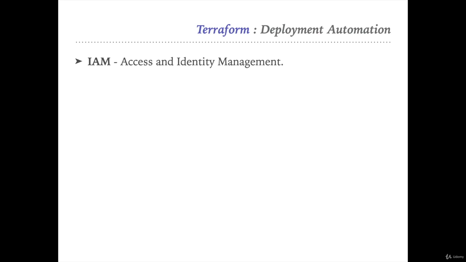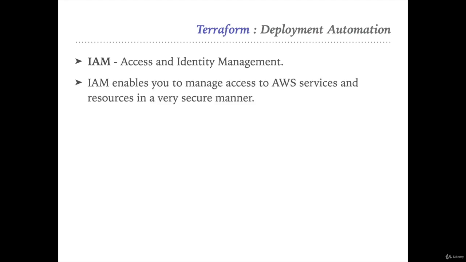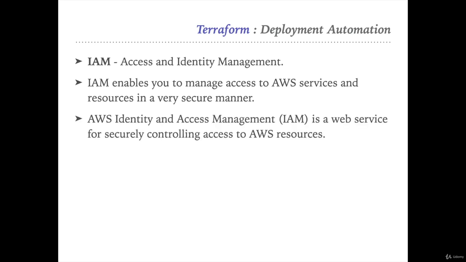IAM enables users to manage access to AWS services and resources in a very secure manner. This is the basic application of IAM. IAM enables the user to manage the AWS services. For all the services present on the AWS cloud, the security of these services can be managed by IAM. All the resources you are consuming on AWS, the security of these resources can also be maintained by IAM. AWS IAM is a web service for securely controlling access to AWS resources. As I told you, the complete access to AWS resources can be managed by IAM.